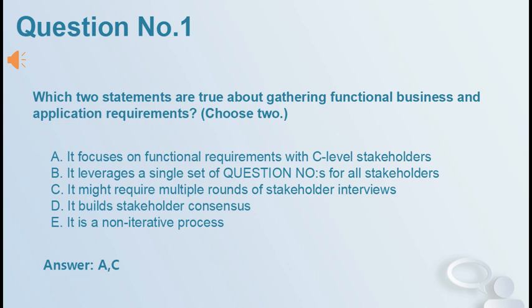Which two statements are true about gathering functional business and application requirements? Choose 2. A. It focuses on functional requirements with C-level stakeholders. B. It leverages a single set of question numbers for all stakeholders. C. It might require multiple rounds of stakeholder interviews. D. It builds stakeholder consensus. E. It is a non-iterative process. Answer. A, C.